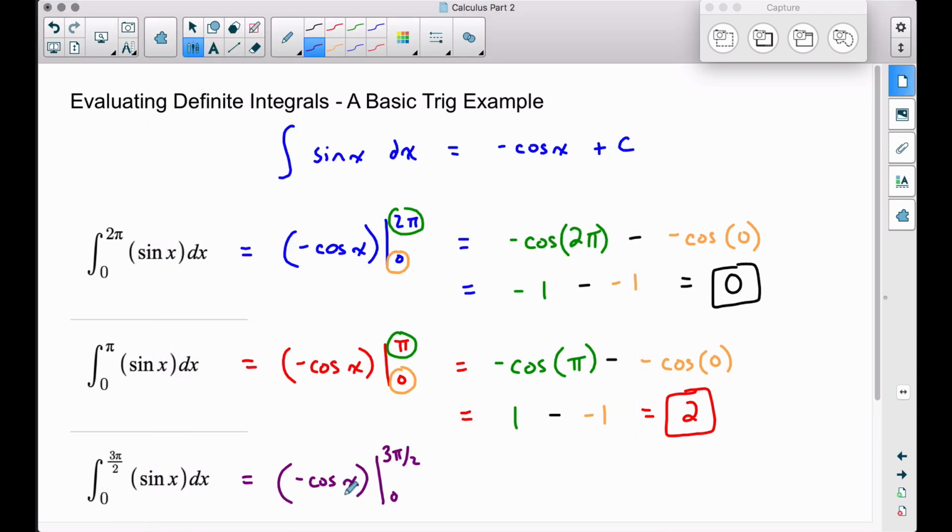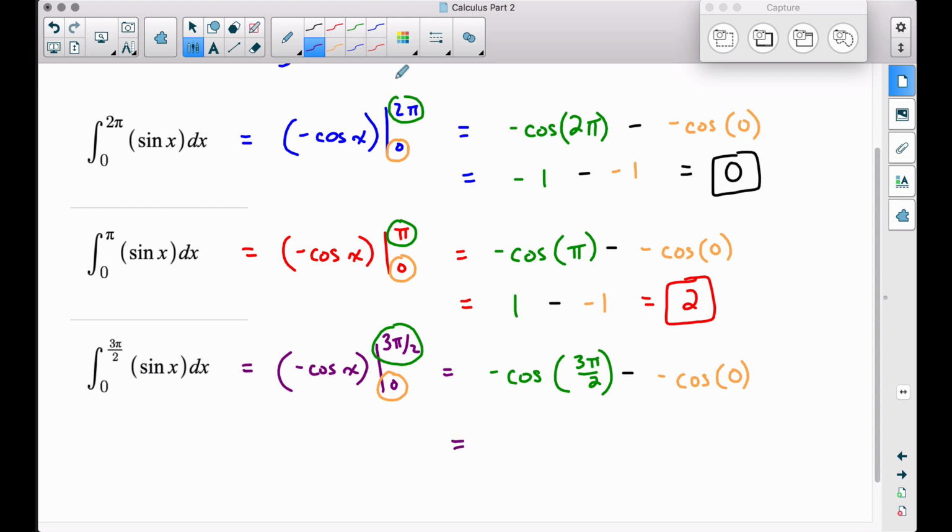So we have the same antiderivative, just new bounds. Plugging in 3 pi over 2. Let's not forget to subtract. Let's plug in 0 again. And when we evaluate this now, let's see if we get the positive 1. So cosine of 3 pi over 2 is 0. Well, that's negative 0. That's still going to be 0. Don't forget to subtract. Cosine of 0 is 1. We have a negative 1 here. Therefore, when we combine this, 0 plus 1, notice we do get an answer of 1.